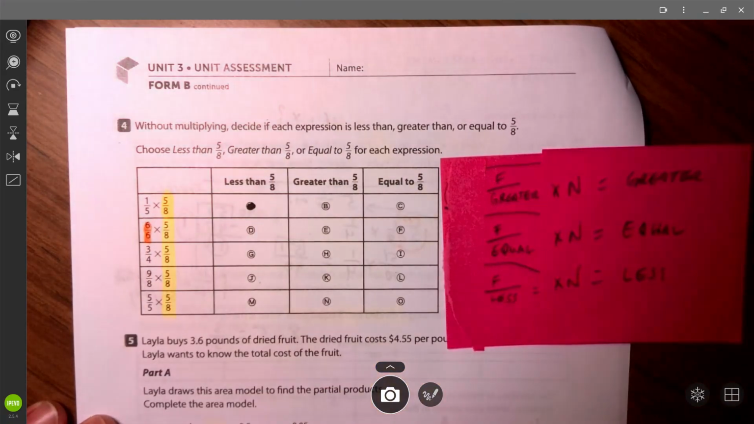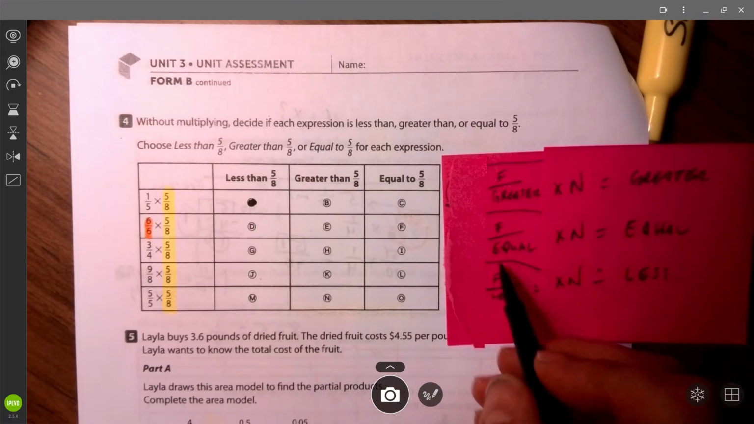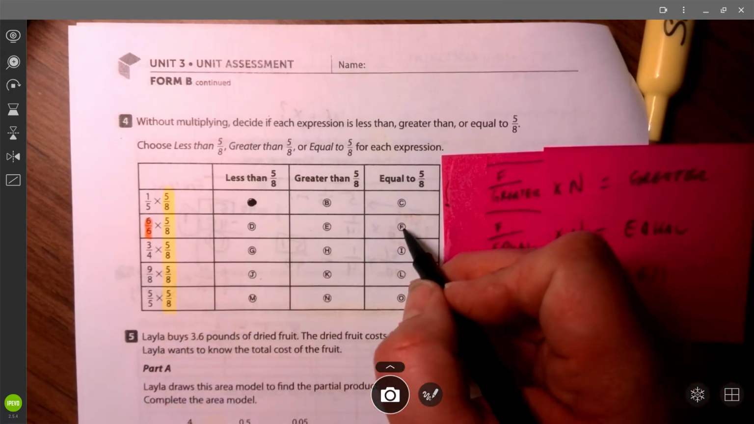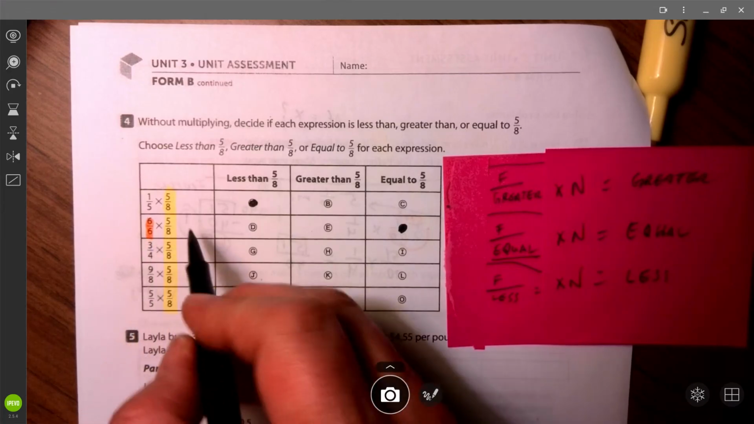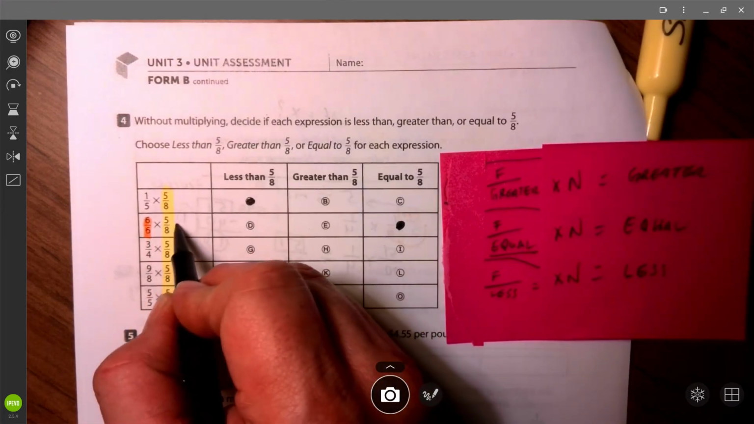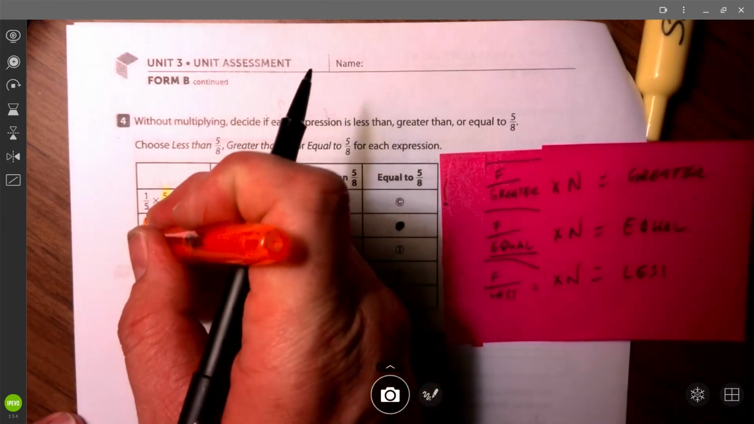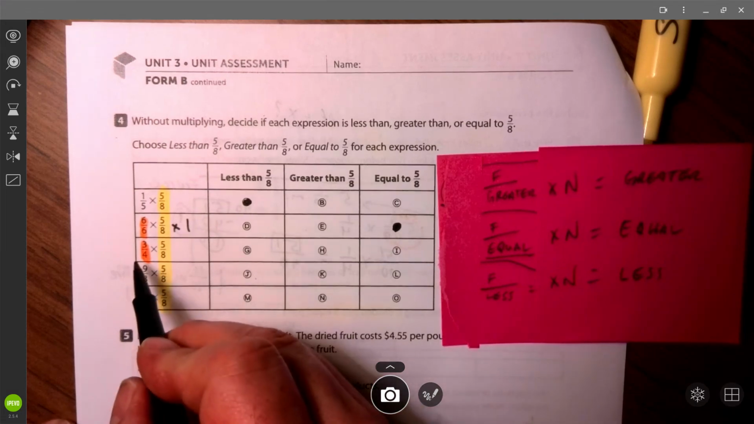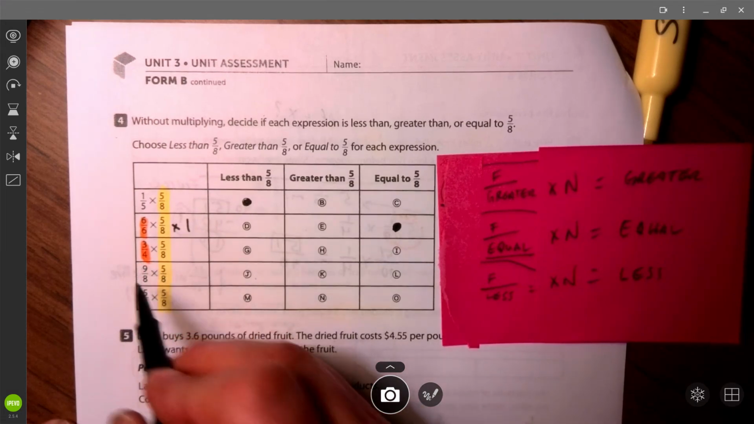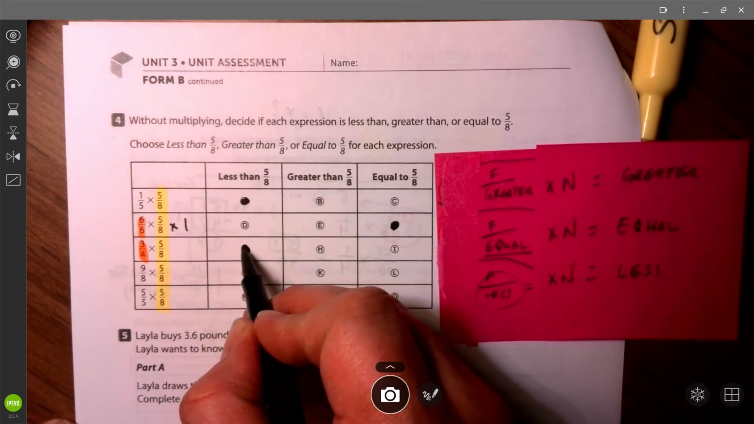Okay? So 6/6 is equal to 1 whole. So that's going to be equal to 5/8. That's like saying 5/8 times 1, right? Then this one right here, 3/4 in relationship to 1 whole. 3/4 is less than 1 whole. So that's going to be less than.